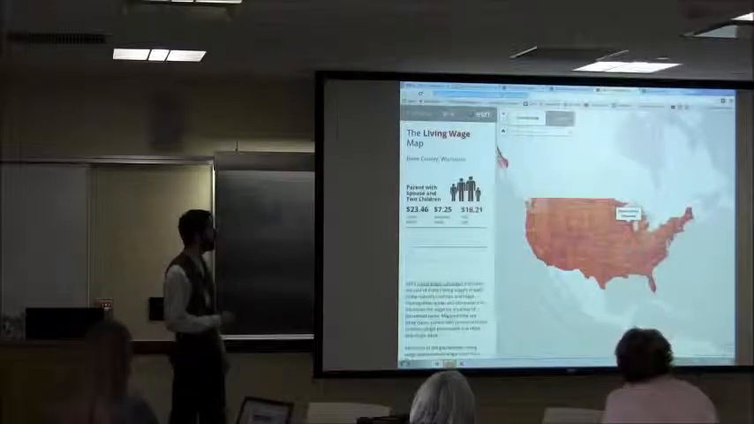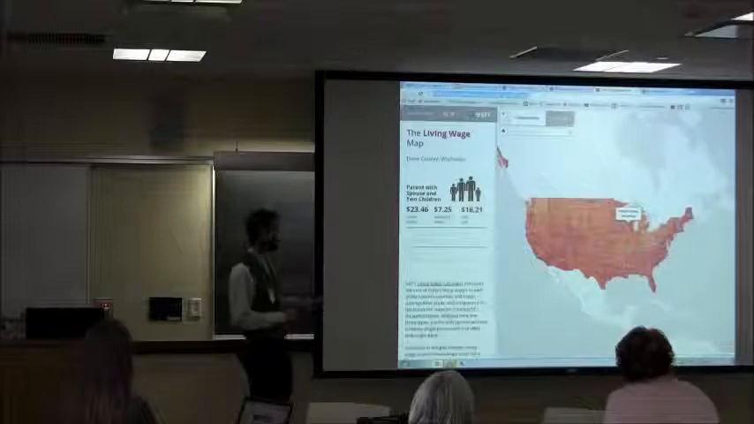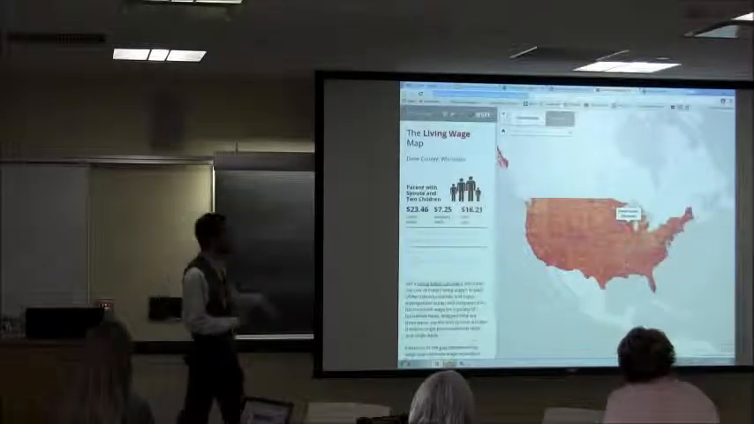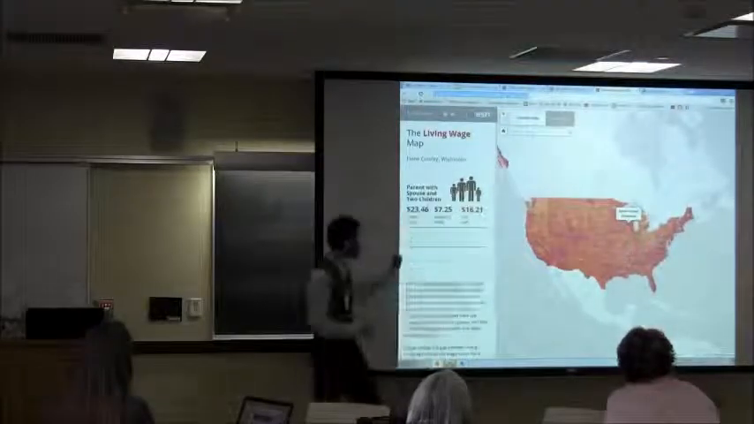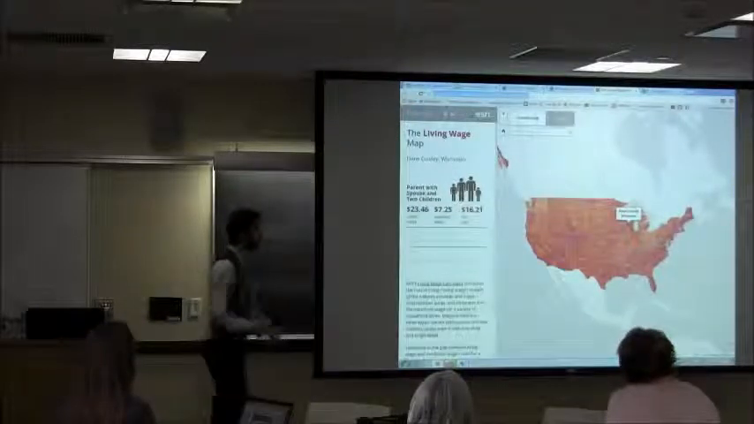$7.25 and a living wage for a parent with a spouse and 2 children would be $23.46 and a gap of $16.21. And so you can then move your cursor over any one of these counties and it will change the data for you right here. So you can get data for any county in the United States.